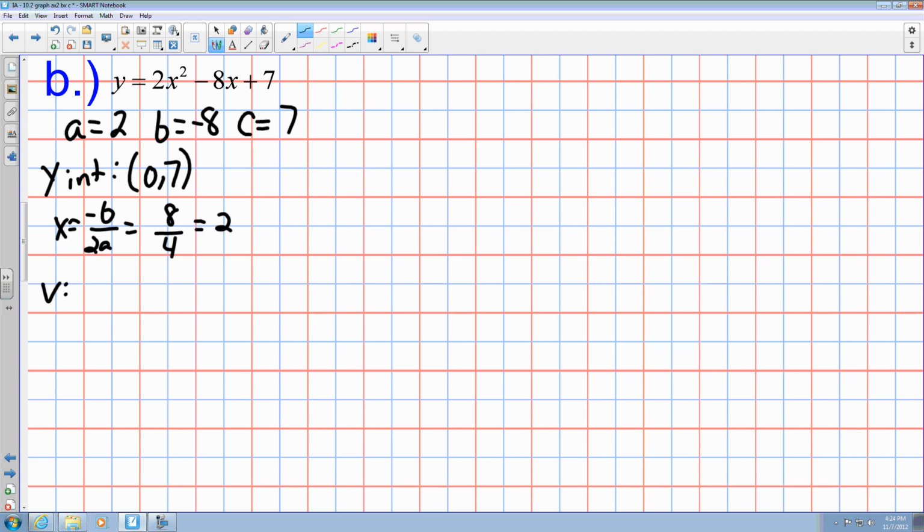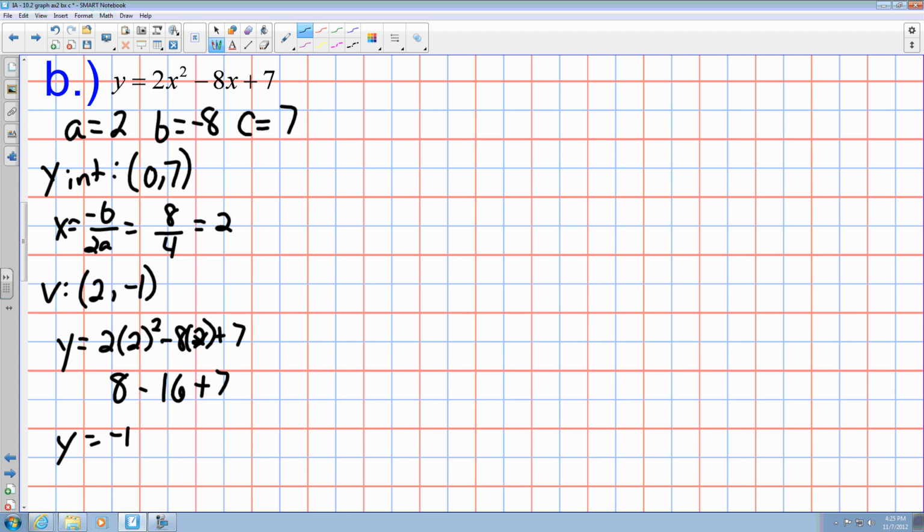So when I go for the vertex, I know that our x value is 2, and I'm going to substitute in 2 for our x in the original equation. 2 squared minus 8 times, oh, I'm sorry, this needs to be a 2, not an x. And so I have 2 squared is 4, 4 times 2 is 8, minus 16 plus 7. So our y equals negative 1, so our vertex is at 2, negative 1.